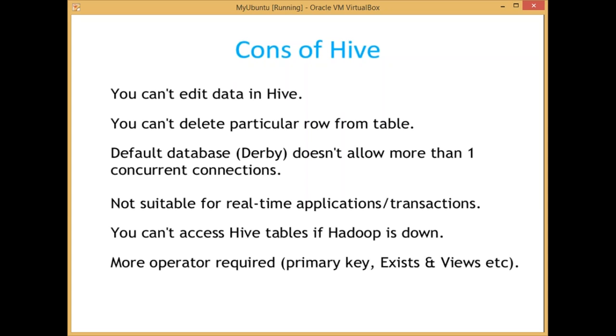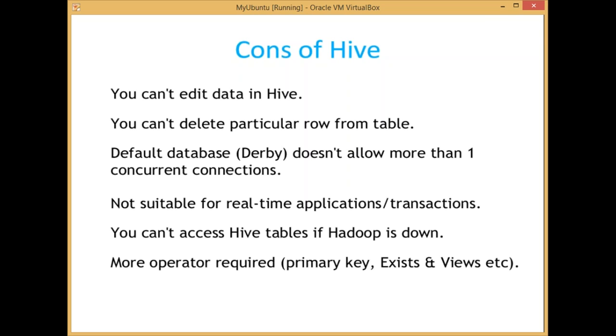The next is you cannot access Hive tables if Hadoop is down. That's true, just like your HBase. If you're dependent upon Hadoop for the data or for the processing and somehow the Hadoop cluster is down due to some failure or some maintenance activity or commissioning or anything else, in those scenarios you will not be able to access your Hive tables data. Once your Hadoop is recovered, once your Hadoop is up and running, you are back and you can access your Hive tables easily.